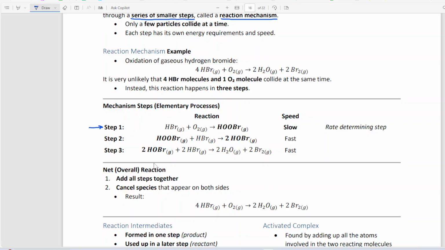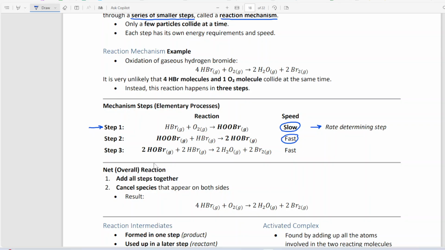Now this reaction is incredibly slow, right? And so we would call it the rate determining step, meaning it's the slowest part of the entire reaction. And then what you'd have is this HOOBr combining with another hydrogen bromide gas and forming two HOBr gases. Now, this is a very fast reaction, so as soon as those HOOBrs are produced, they're looking to react with the hydrogen bromide gas, right? It's a quicker reaction, it has a lower activation energy, and it's going to happen quicker.